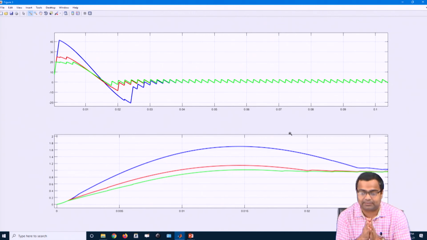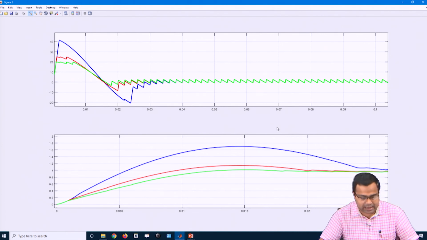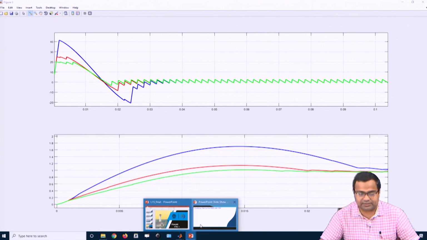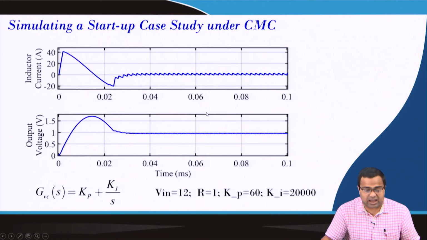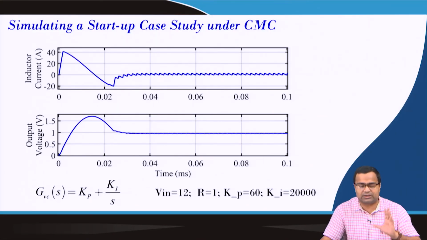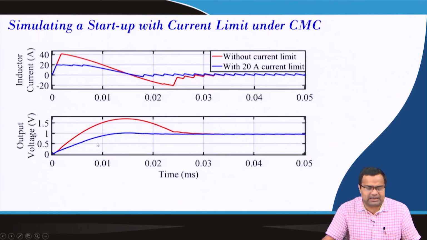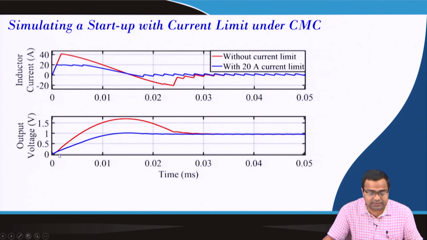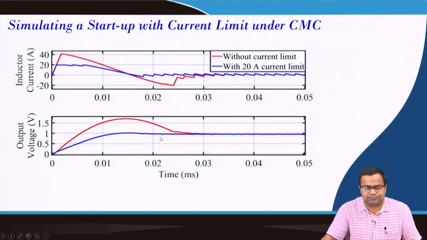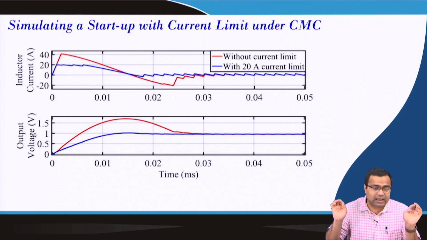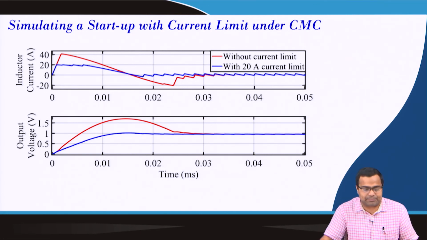At the same time we can take the benefit of fast slew rate, because the voltage slew rate will be much faster, and we have a comparative study here to show. That means, for current mode control, this is without any peak current limit, and this is a 20 ampere current limit, and it is very nicely reaching its final value without voltage overshoot, and the current is also limited to 20 ampere.